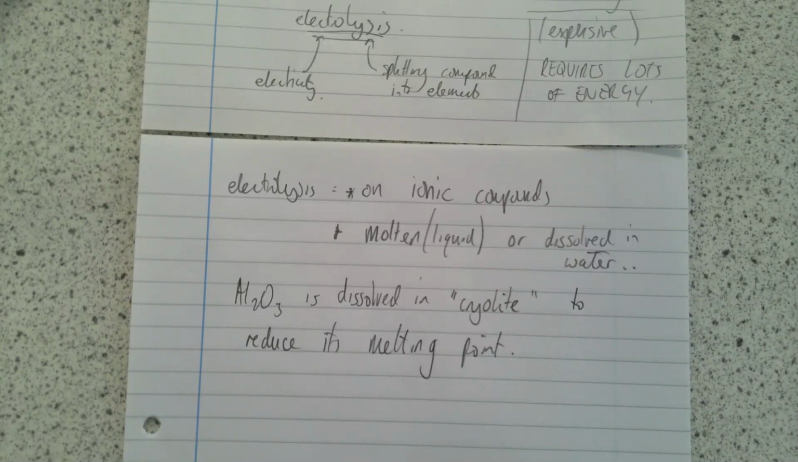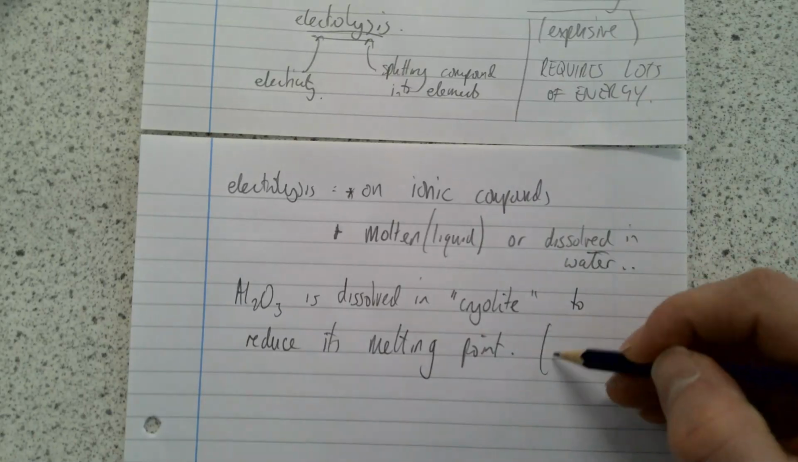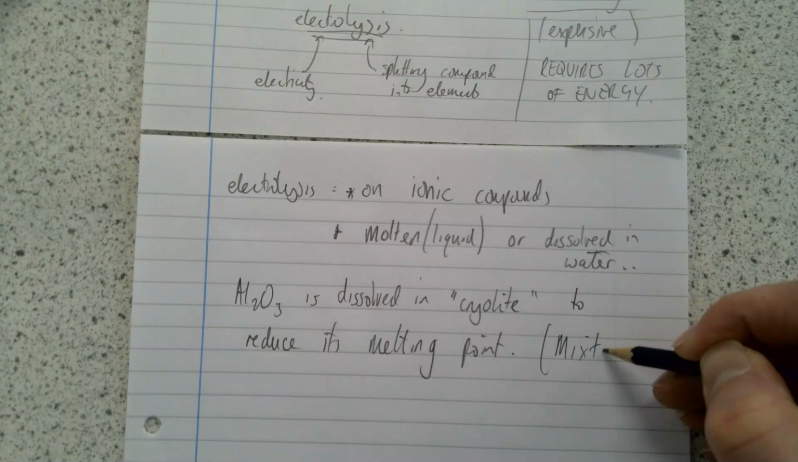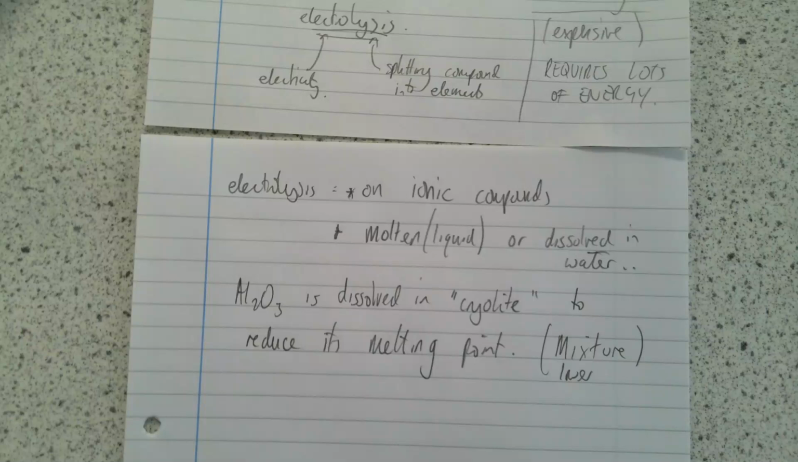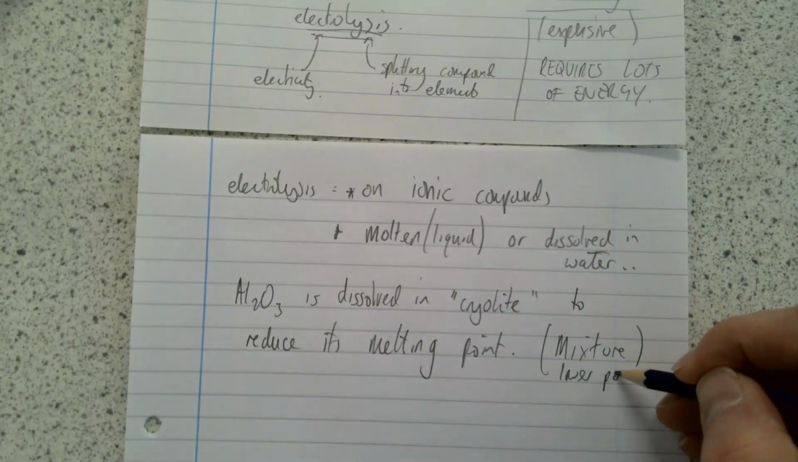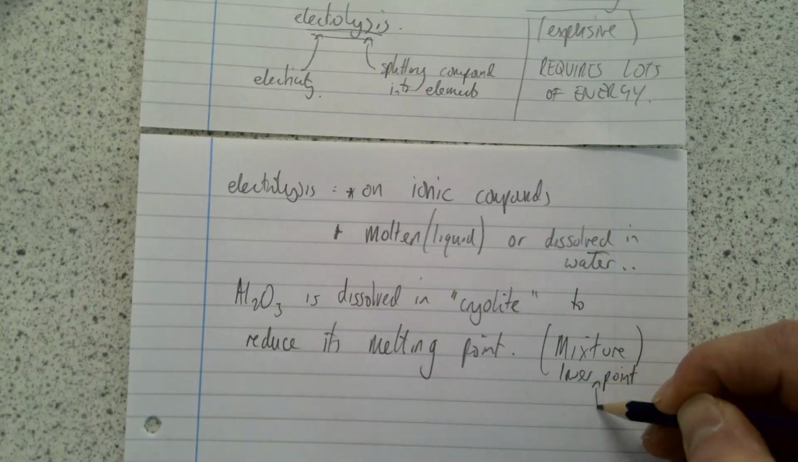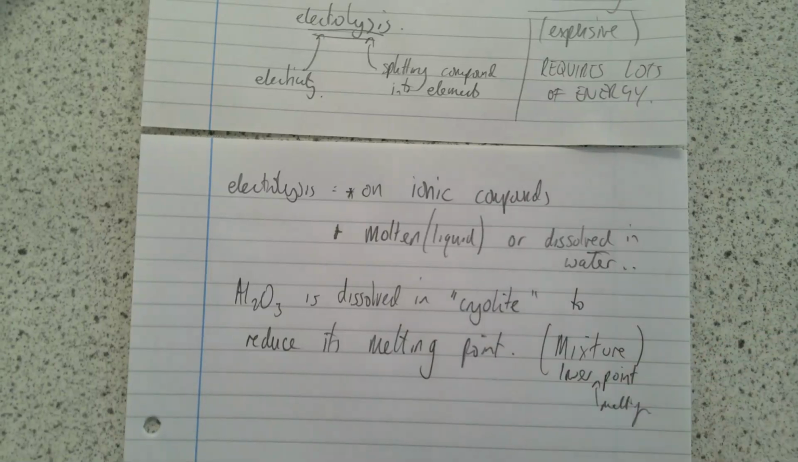And I just use this as an opportunity to remind you of some topic 1 stuff. It's a mixture, right? Mixtures have lower melting points than pure substances. So that fits with what you've been taught elsewhere, and an opportunity to remind you of the key points. Mixtures have lower melting points. And you learn that with ice. You chuck salt on ice.